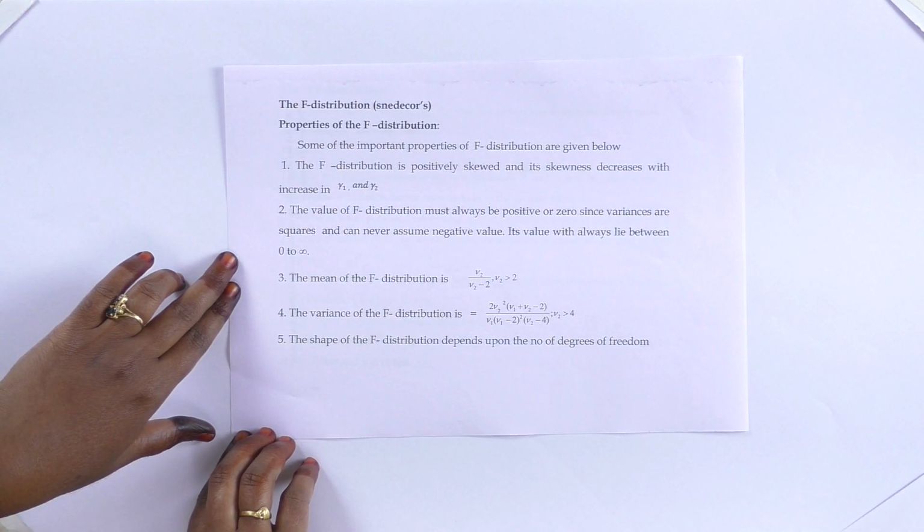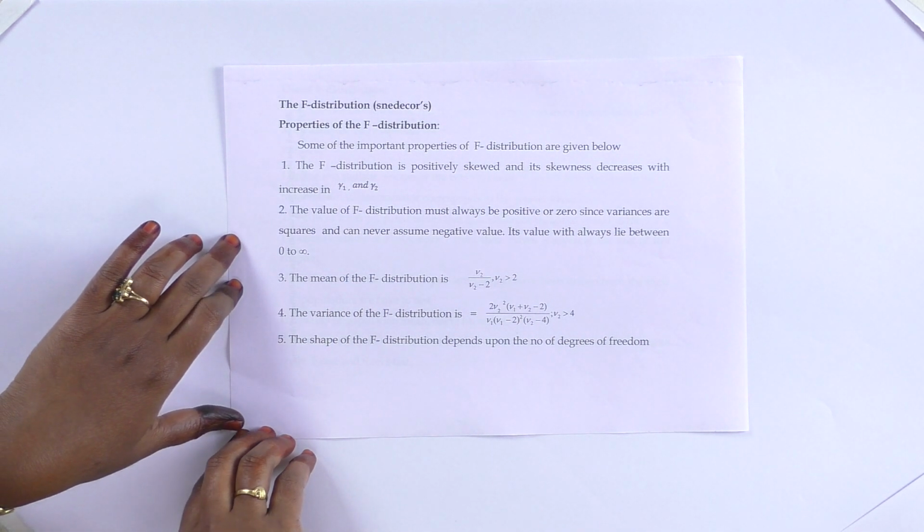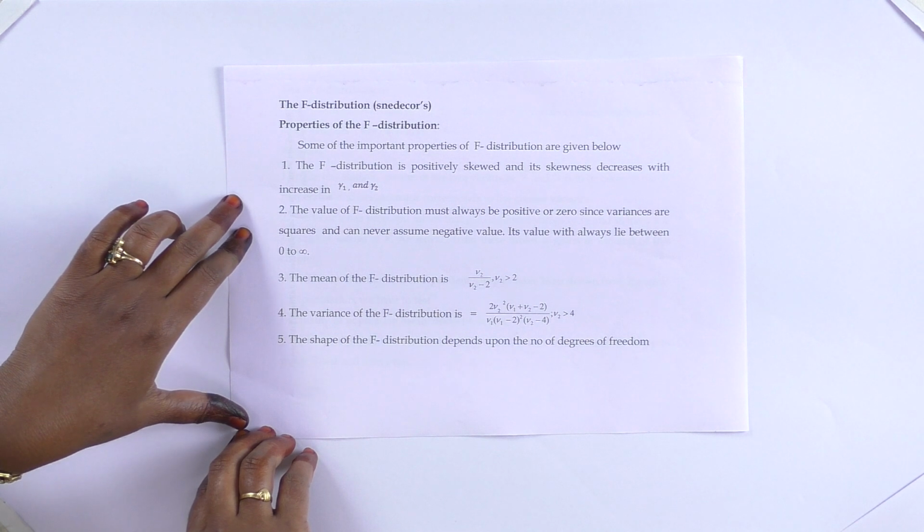Welcome to this video. In this video, we are going to discuss the F distribution. It is used to test whether the population variances are equal or not. The other name for the F distribution, or F test, is the variance ratio test. Here, first we discuss some properties.